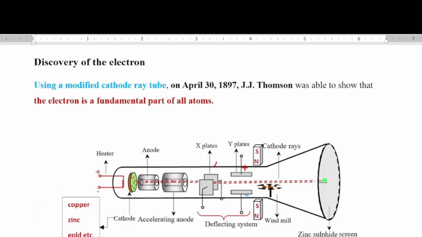This brings us to the discovery of the electron by British scientist J.J. Thomson.